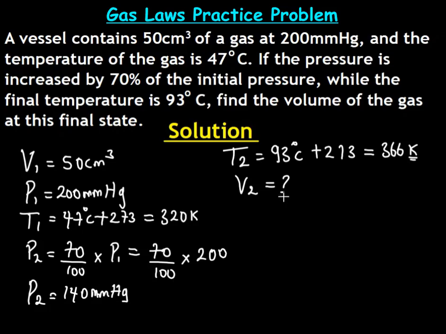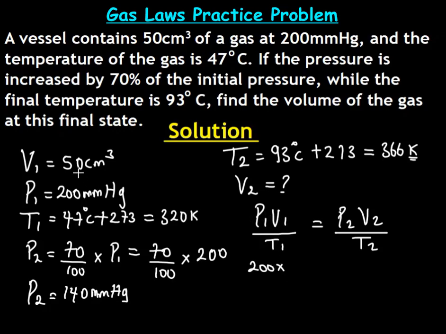Good. So to solve this, we're going to apply the general gas law, which is given by P1 V1 over T1 is equal to P2 V2 over T2. Now inputting our values to solve for V2, P1 is 200, so 200 times V1, which is 50, over T1, which is 320 Kelvin, is equal to P2, which is 140, times V2, the unknown we're looking for, over T2, which is 366 Kelvin.